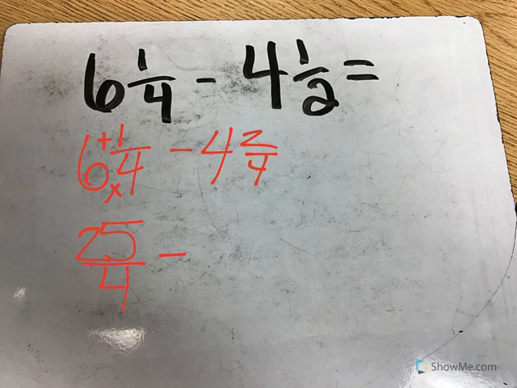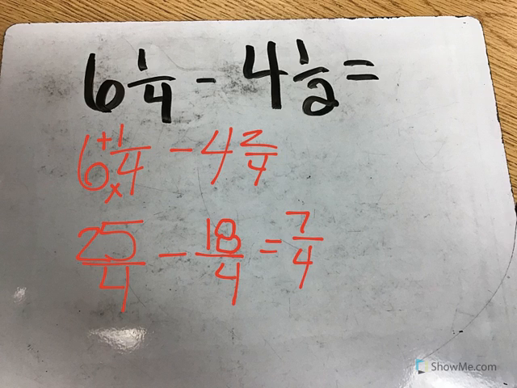And let's do the next fraction. 4 times 4 is 16. Plus 2 is 18. Denominator stays the same. And at this point, I can subtract. 25 minus 18 is 7. 4 minus 4 is 4 because the denominator stays the same.